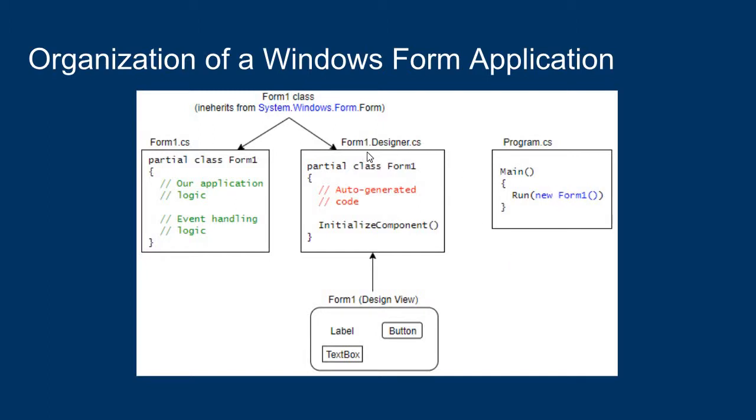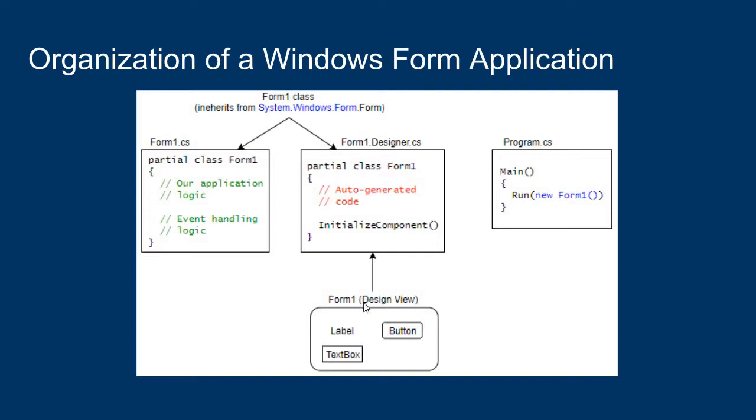Then we are going to have a form1.designer.cs file. The form1.designer.cs file is going to contain auto-generated code. In particular, there's going to be a method called InitializeComponent, which contains a bunch of code that sets up the initial look of our form. Now we should not have to write any code inside this designer file, but it's good to understand what's being written for us behind the scenes.